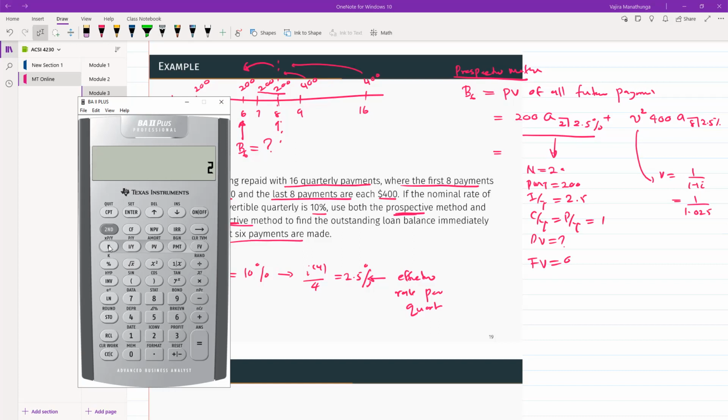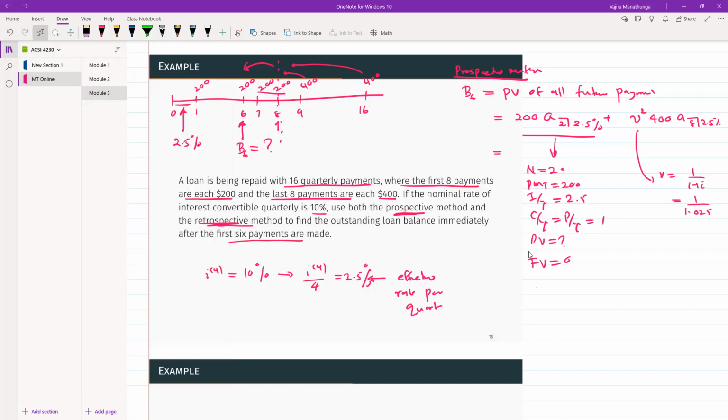Okay, so N is 200 payment, 0 future value, 2.5 rate. This needs to be 1, and compute present value. So I get 285.48.